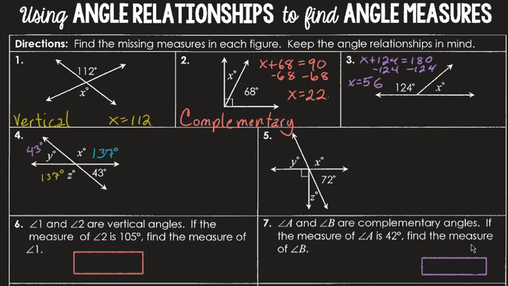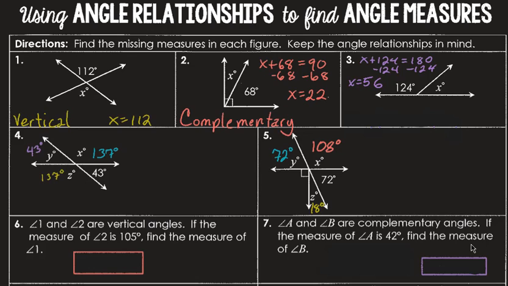Question 5 is a combination of questions 1, 2, and 3. Y is a vertical angle to 72 degrees, 72. These two angles are complementary. So 90 minus 72 is equal to 18. Angle X and 72 form a linear pair. So 180 minus 72 is equal to 108.